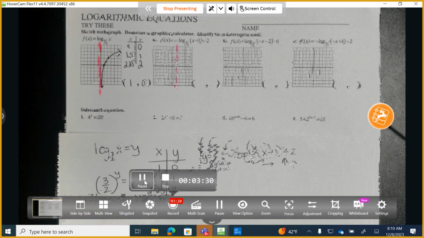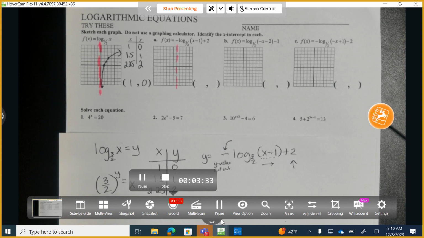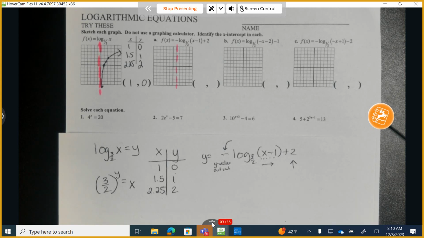So now let's shift this. So I'm so sorry, people are coming in here and it's distracting from my concentration.